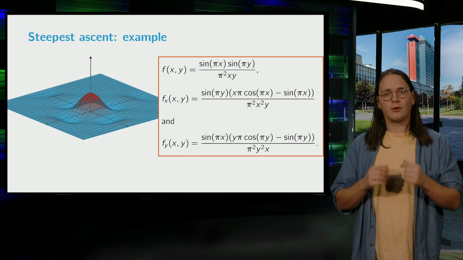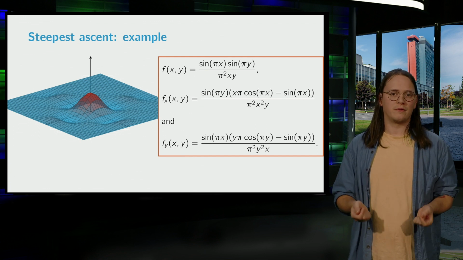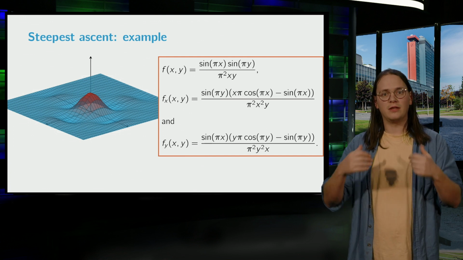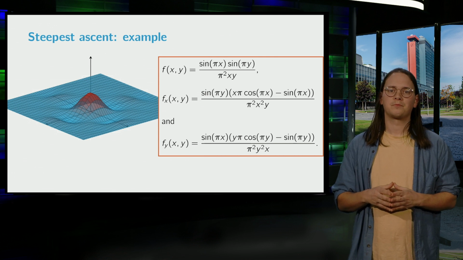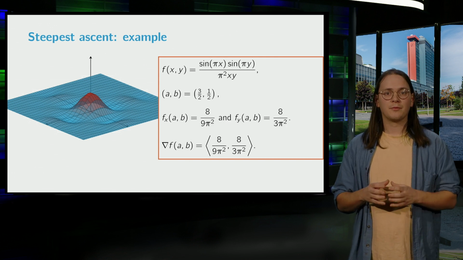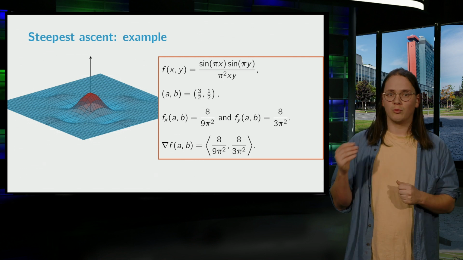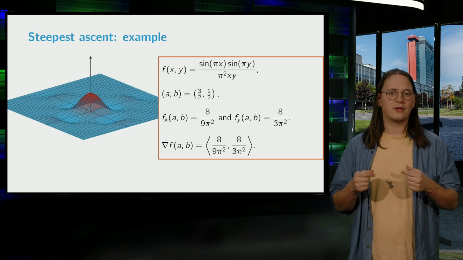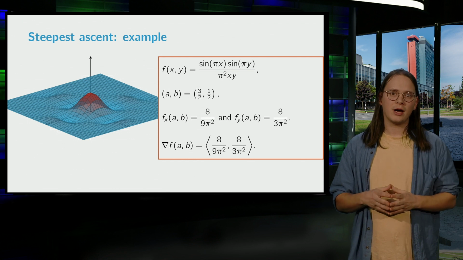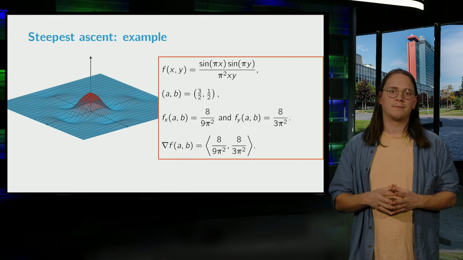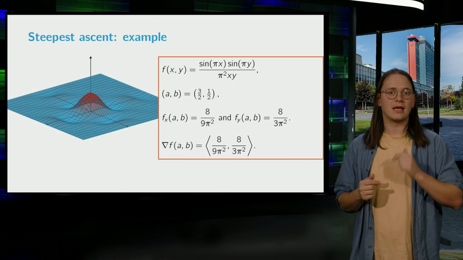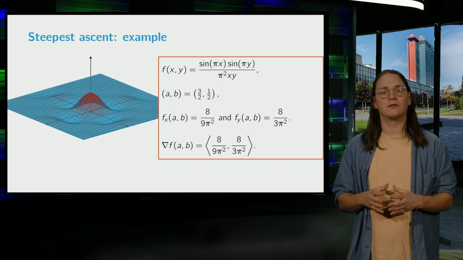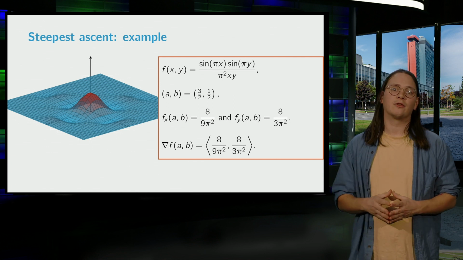To determine it, we first compute the partial derivatives of our function so that we may proceed to compute the gradient vector. In particular, at the point 3/2, 1/2, we find that the direction of steepest ascent follows the vector (8/(9π²), 8/(3π²)). And the direction of steepest descent follows the vector (-8/(9π²), -8/(3π²)).